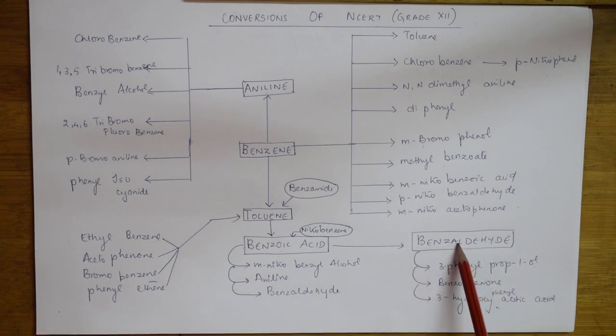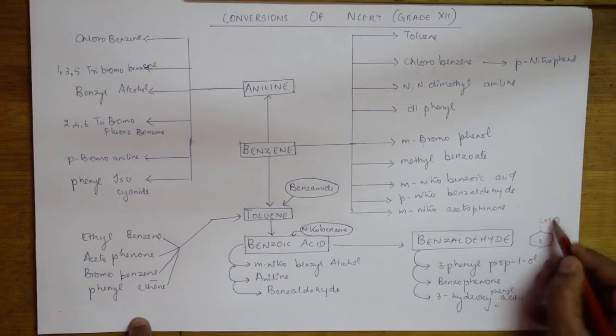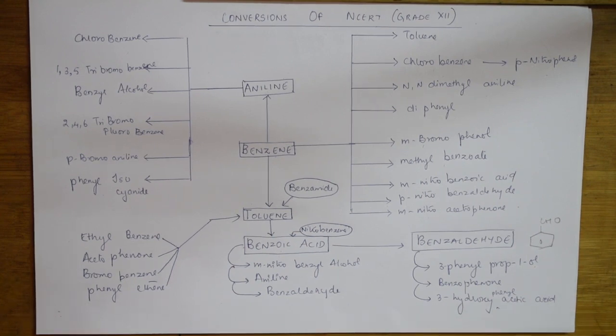Now benzaldehyde is again converted into, or they'll ask you to convert benzaldehyde, that is your C6H5CHO, into 3-phenyl propanol, benzophenone and 3-hydroxyphenyl acetic acid. Don't panic with so many names. I'll show you how to convert them, how to remember also. But remember one thing, don't be in a hurry to complete. I want you to learn it carefully so that you will not lose those 3 marks in the exam.